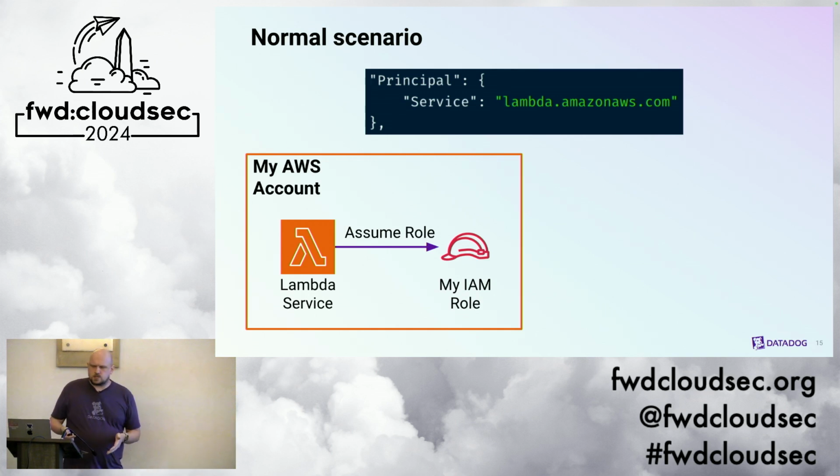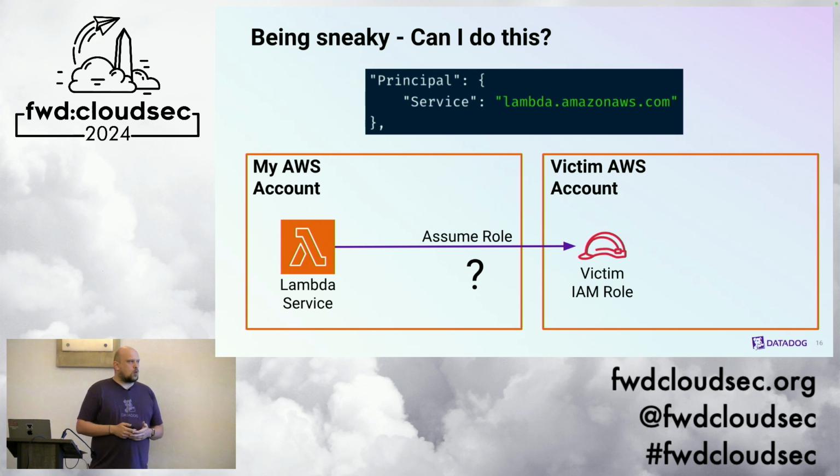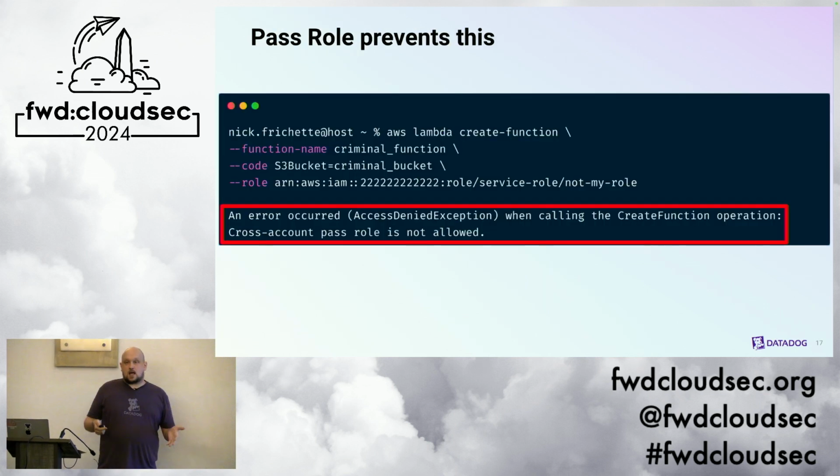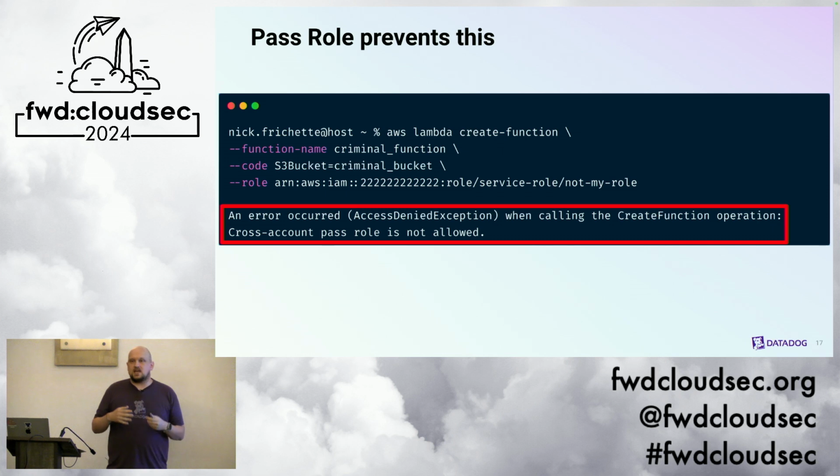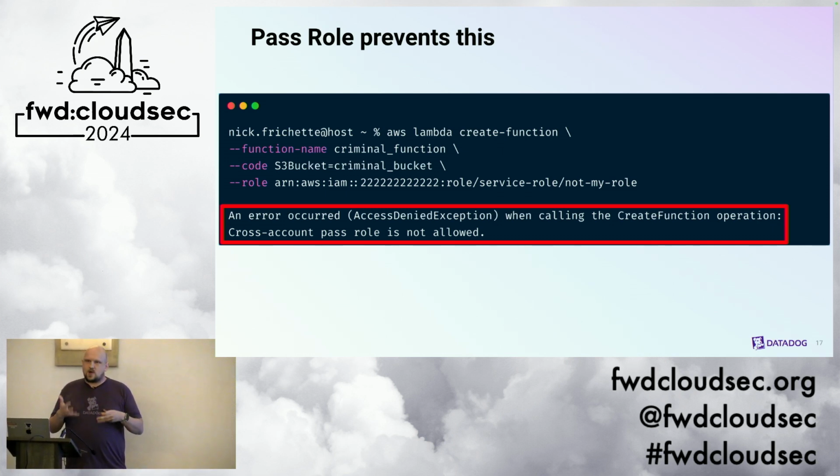Well, if we've already established that the trust policy determines who can assume a role, and everybody's trust policy is the same, allowing the Lambda service to assume it, what's to stop me from creating a Lambda function and pointing it at a role in a different AWS account, one that I don't own? Well, the good news or the bad news, depending on your perspective, is there is something that stops you, and that's called pass role. Anytime you pass a role to an AWS service for it to assume, this is the mechanism that you're using. And if you try to pass a role to a different AWS account, you get an access denied. Cross-account pass role is not allowed.